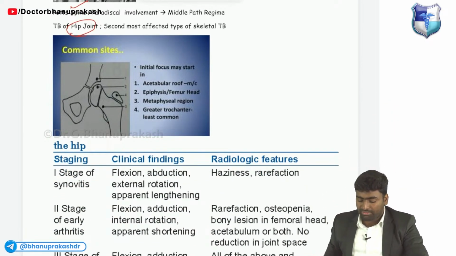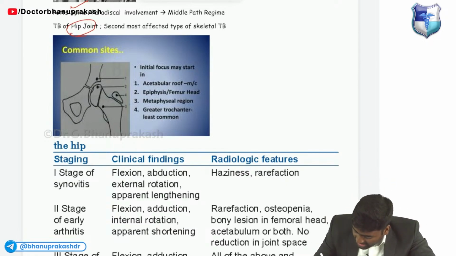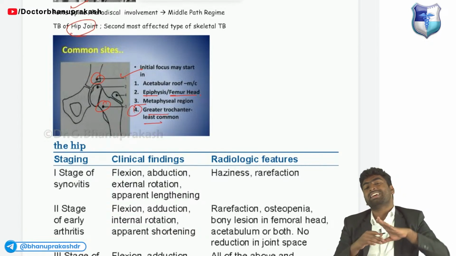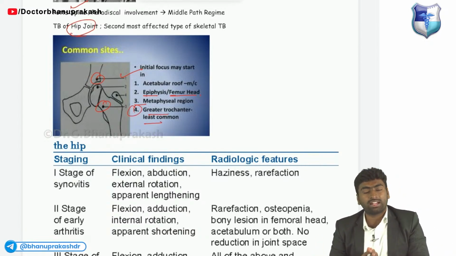If you see, the most common site is the acetabular roof. It is the most common site of TB hip. The second most common site is the epiphysis of the femur, the third one is the metaphysis, and the fourth one is the greater trochanter. So these are the sites where TB can go and settle down in the hip.